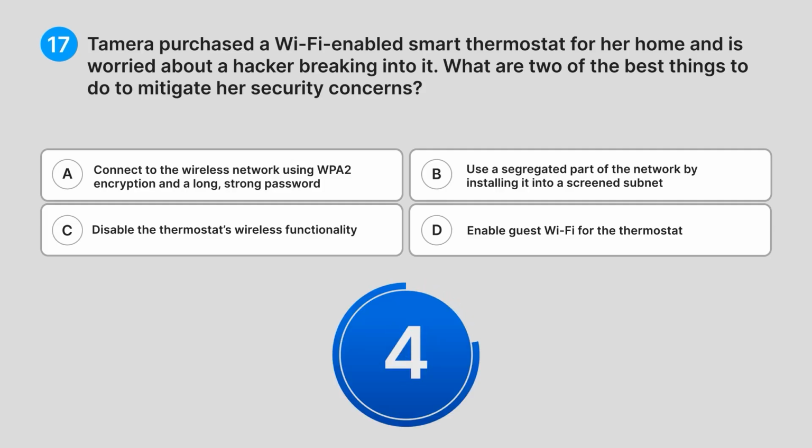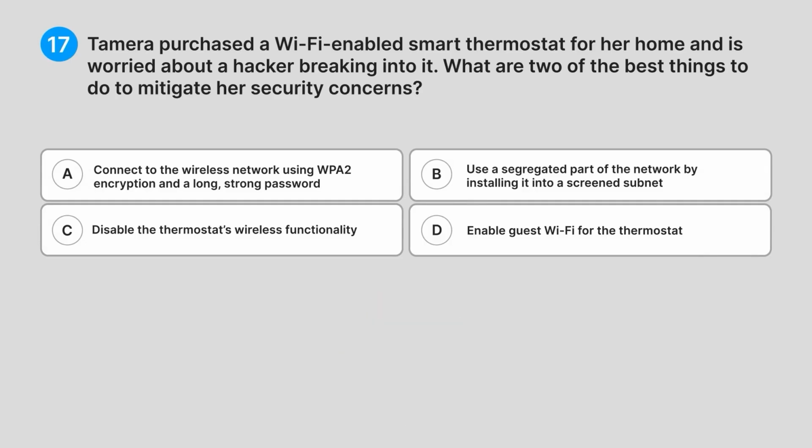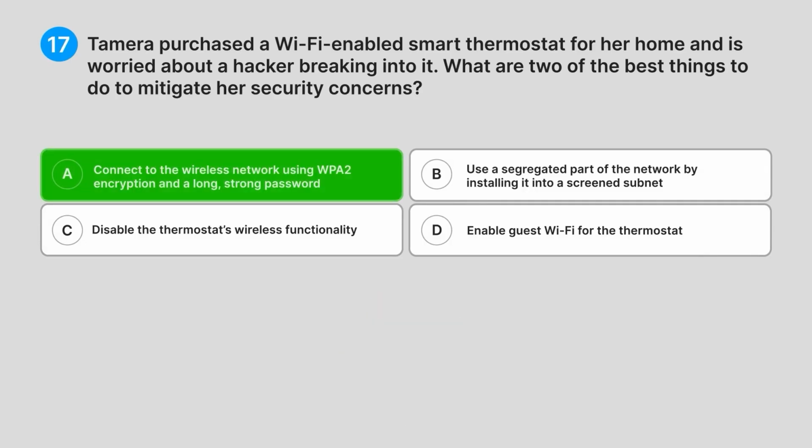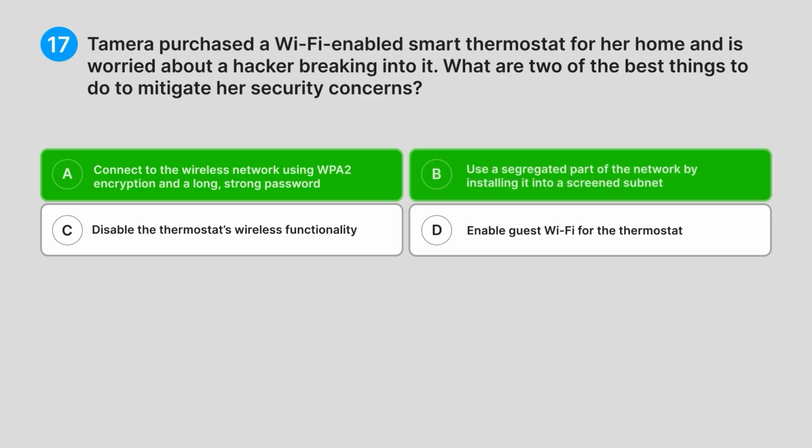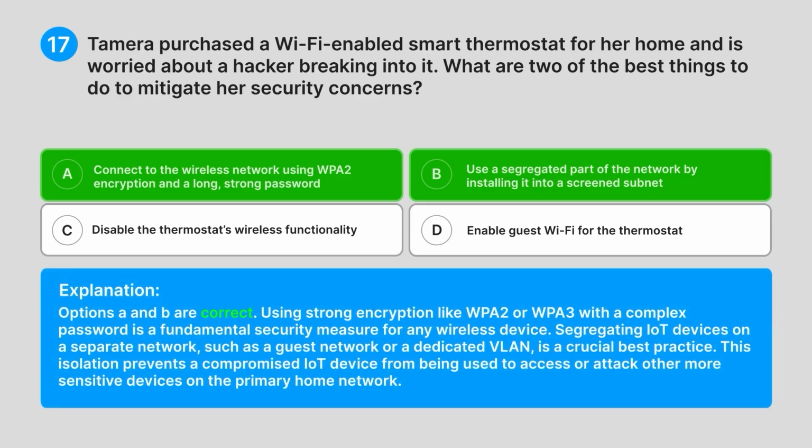Can you guess the answer? Correct answer. A. Connect to the wireless network using WPA2 encryption and a long, strong password. B. Use a segregated part of the network by installing it into a screen subnet. Explanation: options A and B are correct.